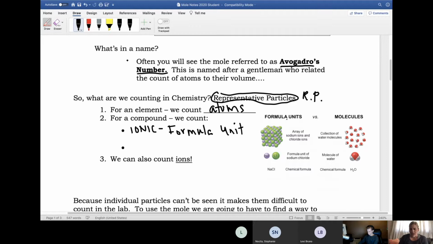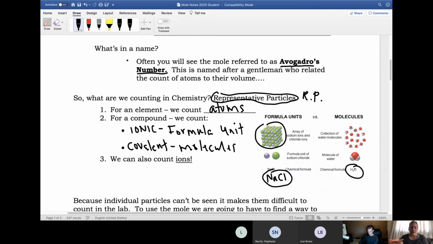So for example, if I have a sample of sodium chloride, a formula unit of sodium chloride would be 1 NaCl. We call that a formula unit because it's an ionic compound. Now, if I have a covalent compound, we count molecules. So for example, if I have a sample of water, here's my collection of water molecules, one water molecule would be called a molecule. That's what we'd be counting. So we could count formula units or molecules for compounds, and we can also count ions.